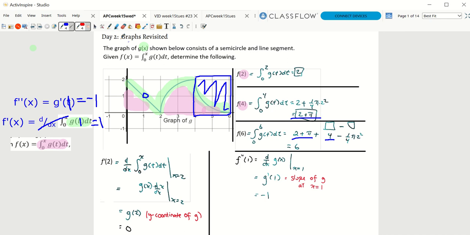You add it back to 2 plus pi, and then you get a clean 6 here, because 2 squared is 4, cancels with this 4, and you're left with pi here. Pi minus pi is 0, 2 plus 4 is 6.